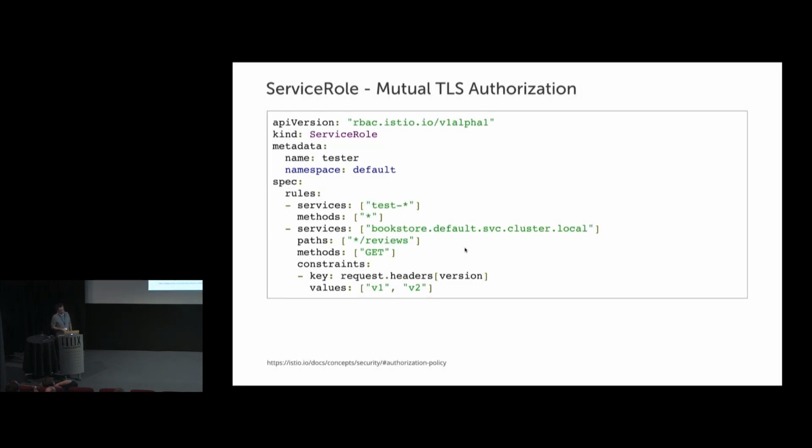So we now have a much wider way of doing authorization as well. In this case, we have a couple of rules. Any services that start with tests, anyone can call them. But if there's a service called bookstore.default.svc.cluster.local, and you're trying to go to the reviews path, and using GET there, you can add constraints. So we can do kind of fine-grained authorization here. I'm not sure that I think this is a good idea. I would rather use an authorization that says you're allowed to speak to this service or not, and put the actual authorization in the application itself, but it's possible at least.